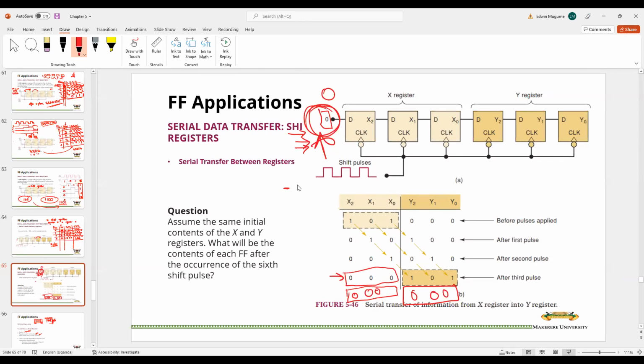Okay, Joel, what if D is 1? If D is 1, then all this would be 1. You see, this would be 1. And after 6 pulses, you would have 1, 1, and 1, 1.